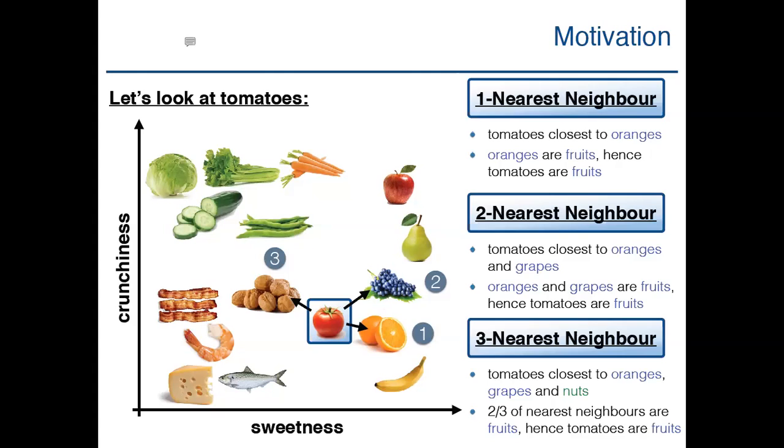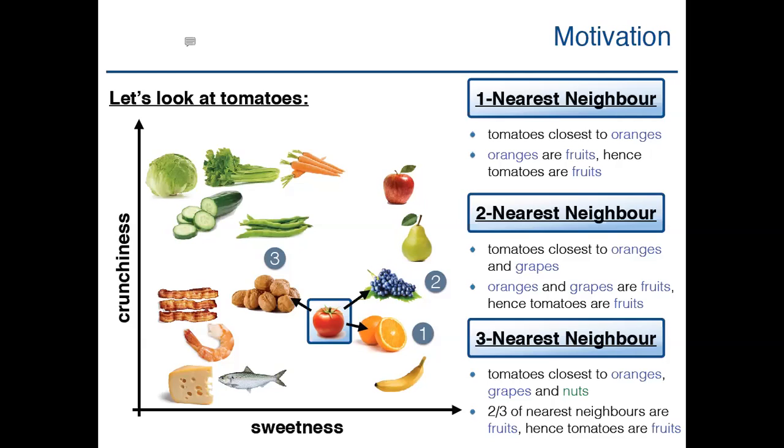ठीक है, another way could be, instead of 1 or 2, you say कि मैं 3 nearest neighbors देखता हूँ. I look at 3 nearest neighbors. So the closest was orange, the second closest was grapes, the third closest is nuts here. ठीक है, now oranges were fruits, grapes were fruits, but nuts are proteins. So now you have a conflict. So you have two fruits and you have one protein. So how do you classify tomato?